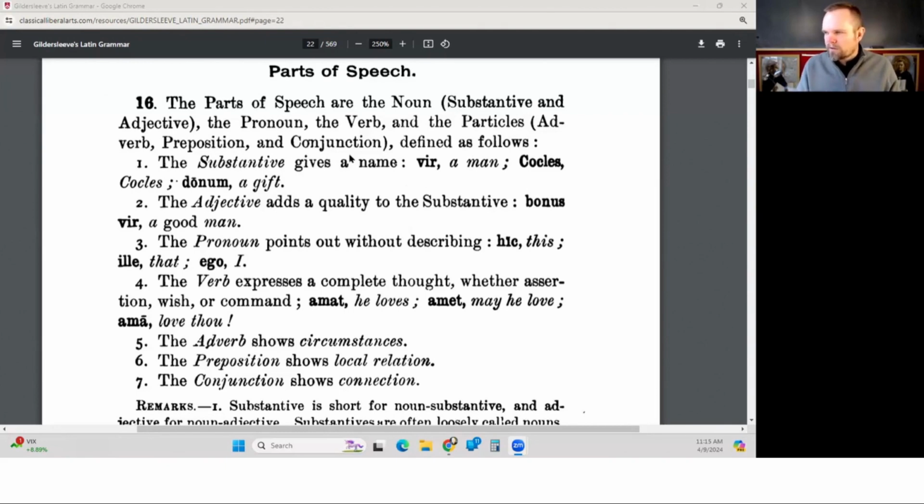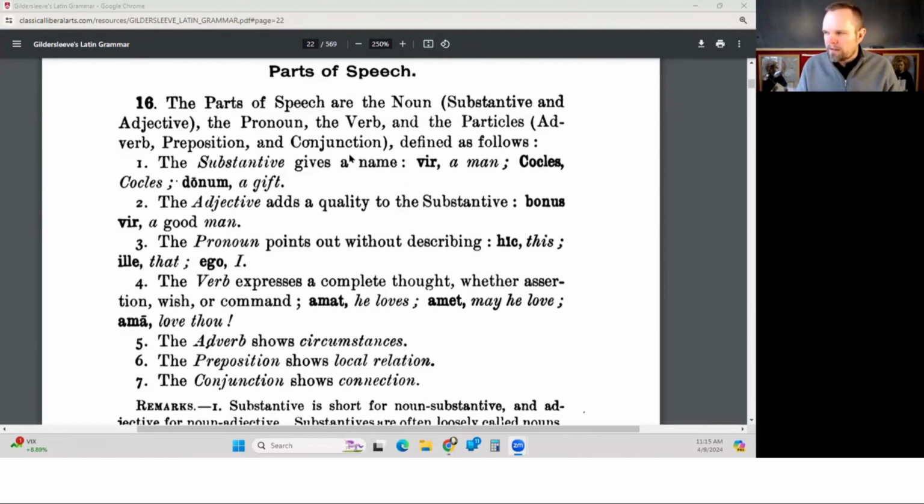And the book gives us a couple examples, like vir, a man, which is an individual name, and donum, which means a gift. But you can see the idea vir, man, can stand by itself in your mind. That's what it means to be a substantive. So the name of a person, place, or thing, that usual definition you get of a noun, that's really referring to a substantive noun.